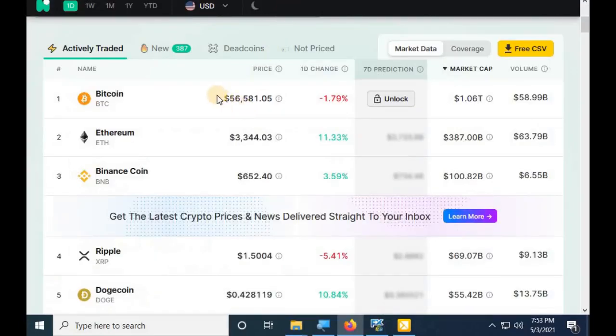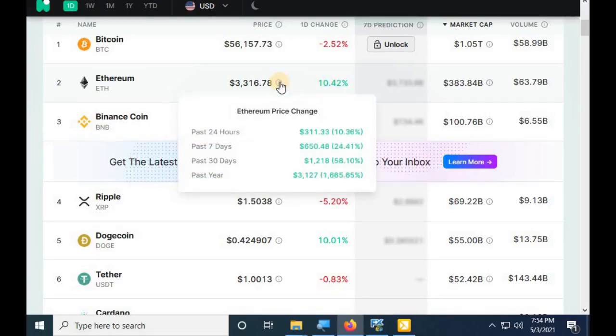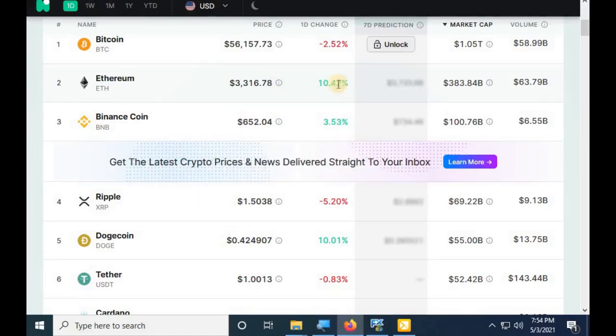But let's just look at a spike right now. Bitcoin is down 2.5%. Ethereum is up 10%. Guess what I sold in the last 24 hours? And I only sold what was my profit. Let's say I had $1,000 in Ethereum, and that $1,000 was up $100, so I sold $100 off. I still have $1,000 worth of Ethereum.